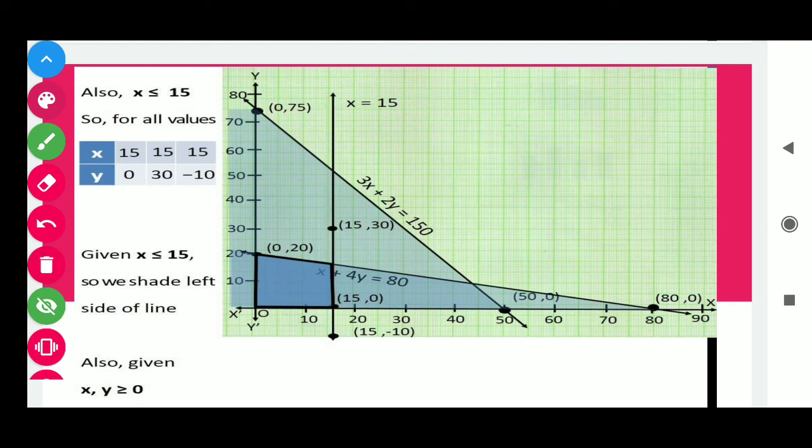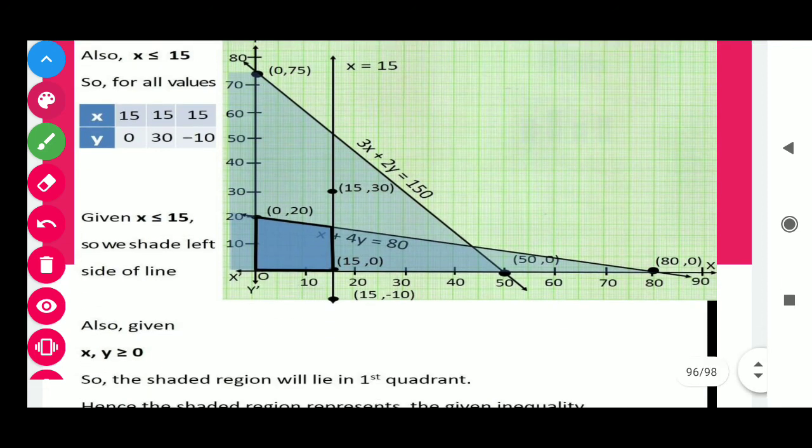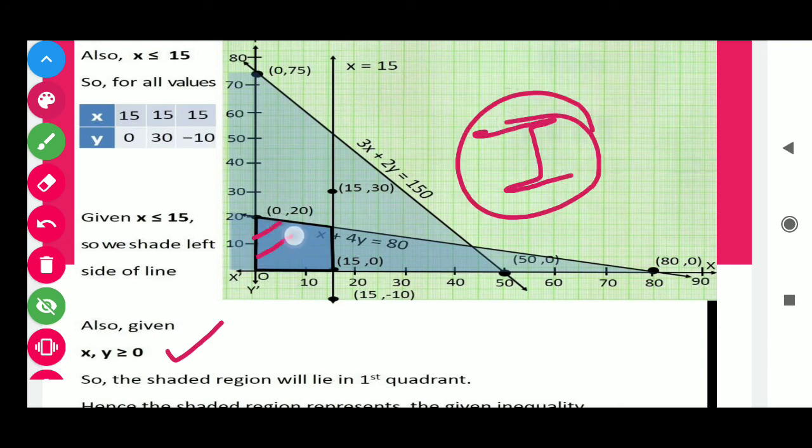But here students, in the statement that is mentioned, x must be greater than or equal to 0 and y must be greater than or equal to 0. You can see here. So we need to find the common feasible region in the first quadrant. So students, for the same, shade the common region. You can see here this area is included in all these shadings.